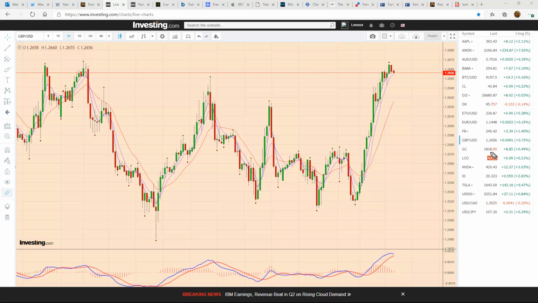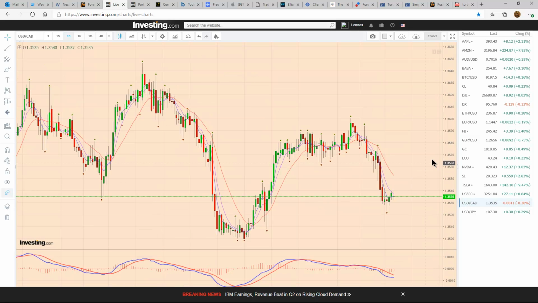Okay, and we could even look at New Zealand. Do we have New Zealand there? We don't have New Zealand there. USD CAD. Let's take a look at USD CAD. So that's going to be the opposite, of course, because it's moving down. So it's doing exactly what the US dollar is doing. And that was the move to the downside for USD CAD.